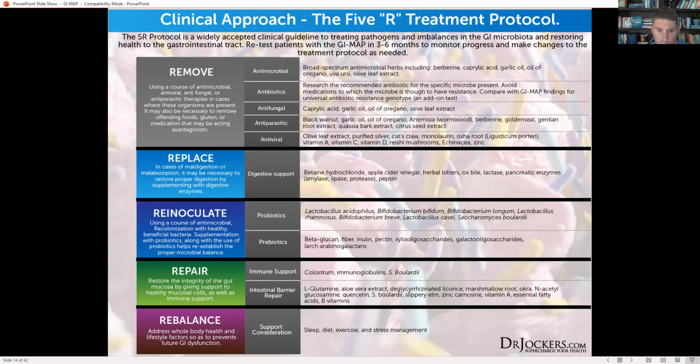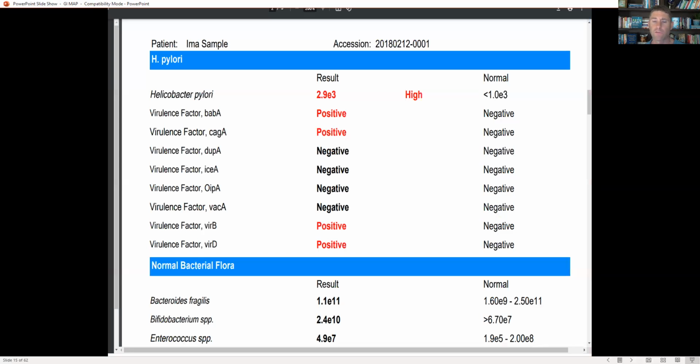And then of course, rebalancing is all about lifestyle: sleep, diet, exercise, and stress management to keep things in balance on a regular basis. So that's the 5R treatment protocol. I'm going to revert back to that as we go through this video when I talk about what you need to do for these things. So next thing we're looking at is H. pylori. And H. pylori is also very well researched.